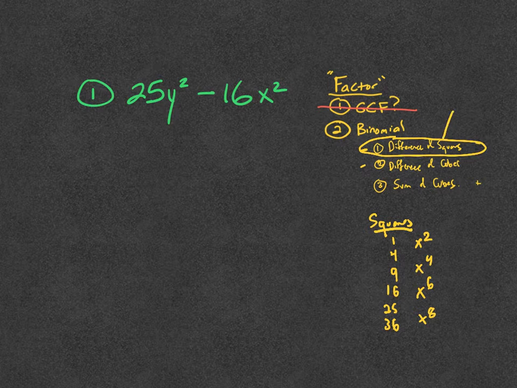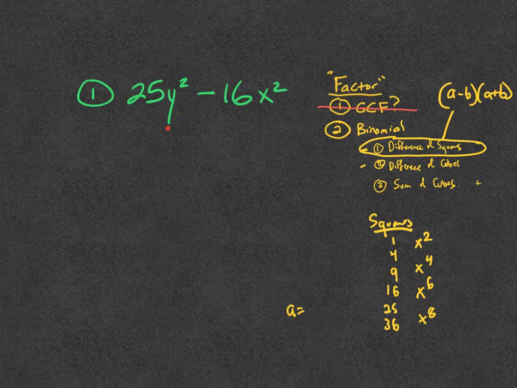And the formula for that, a minus b times a plus b. And if you've done 11.4, you should have some practice with this. A is going to be the square root of the first term. So the square root of this 25y squared. The square root of 25 is 5. Square root of y squared is just y.